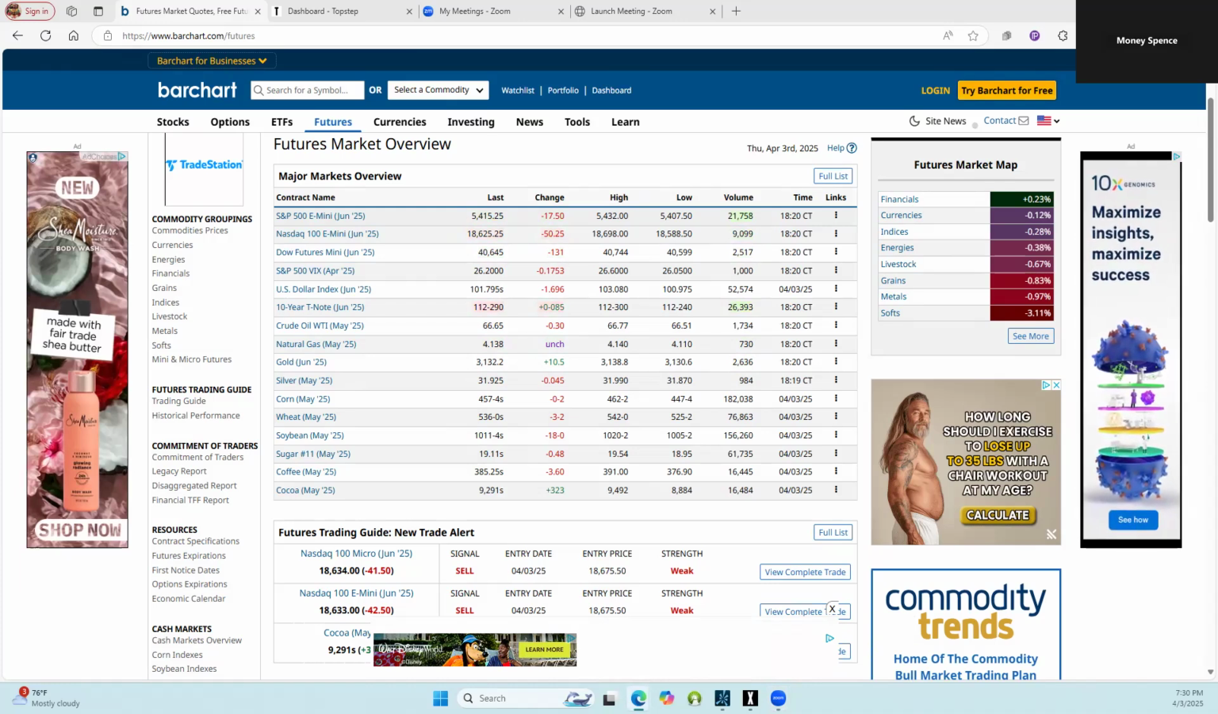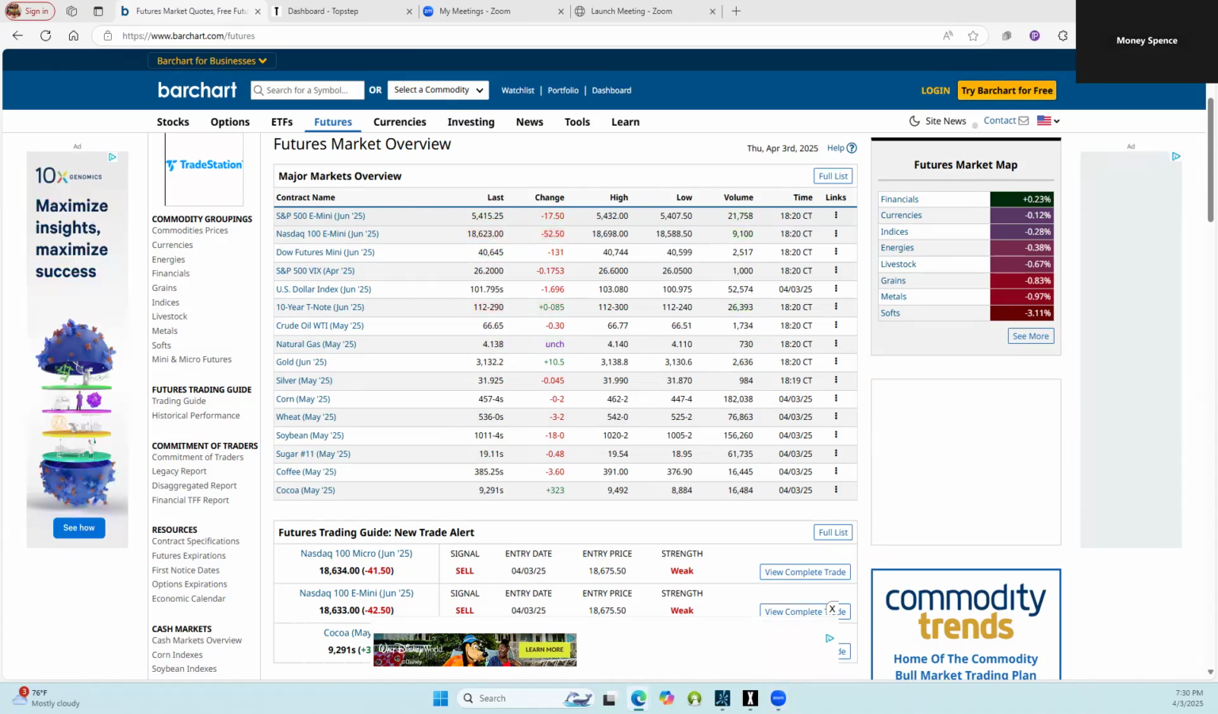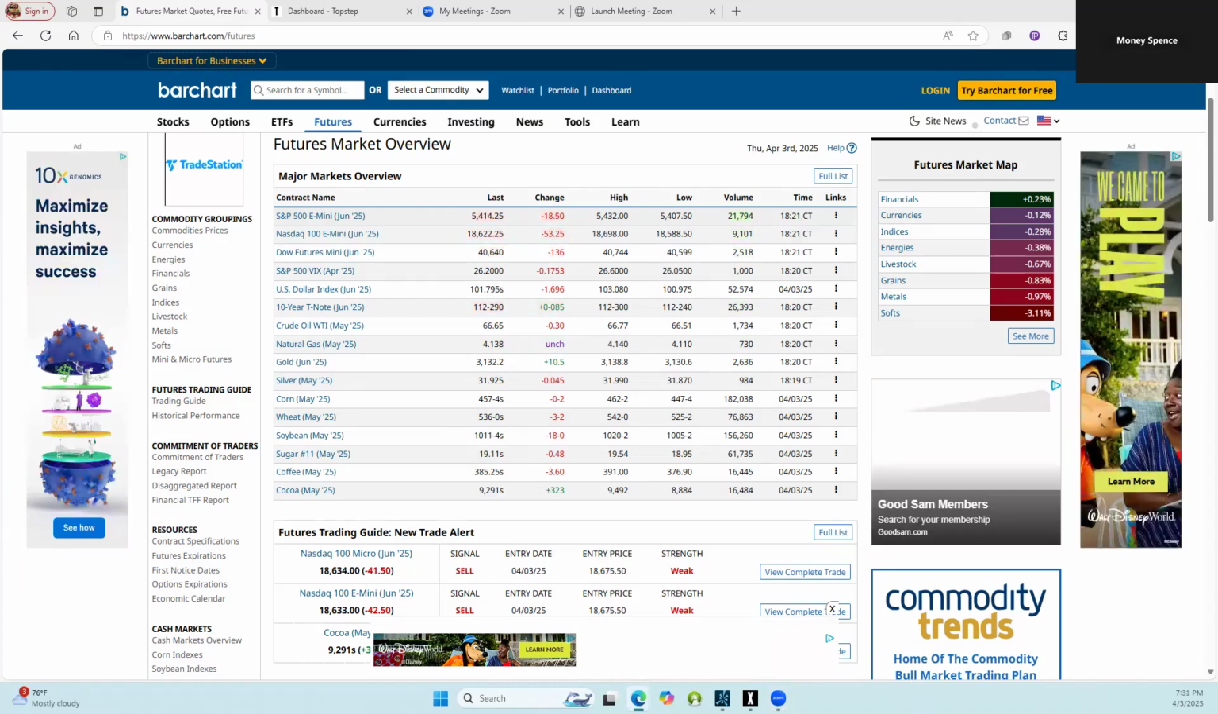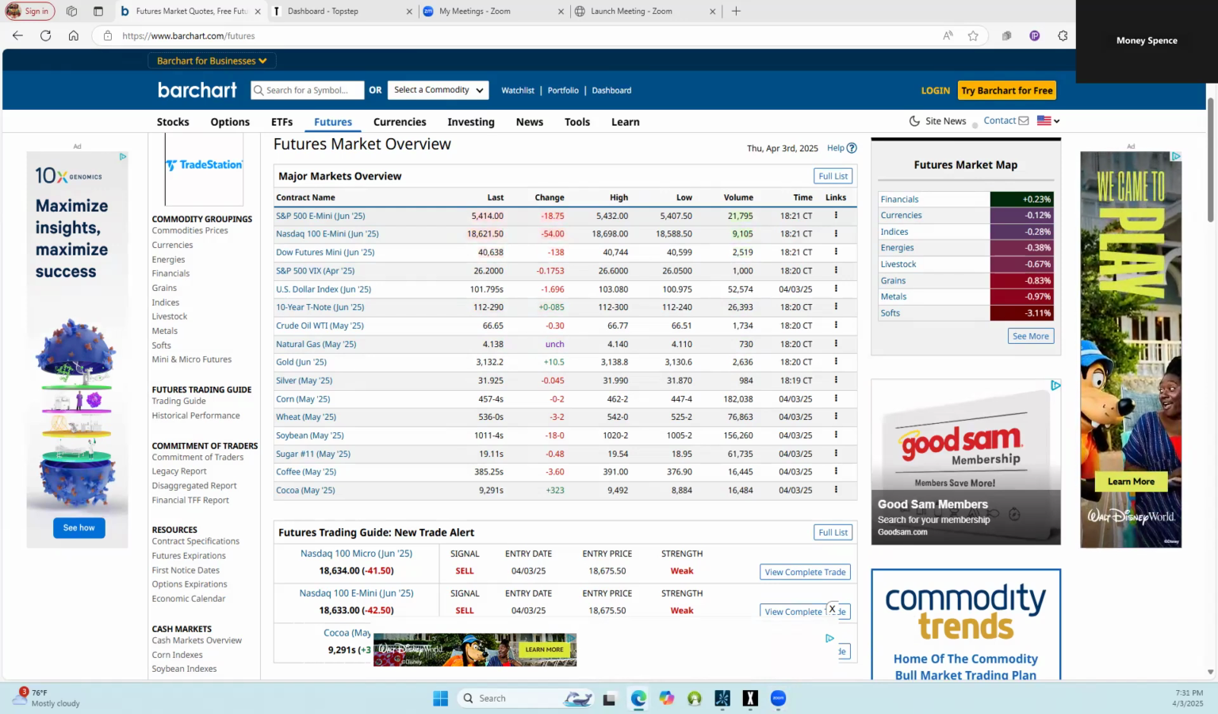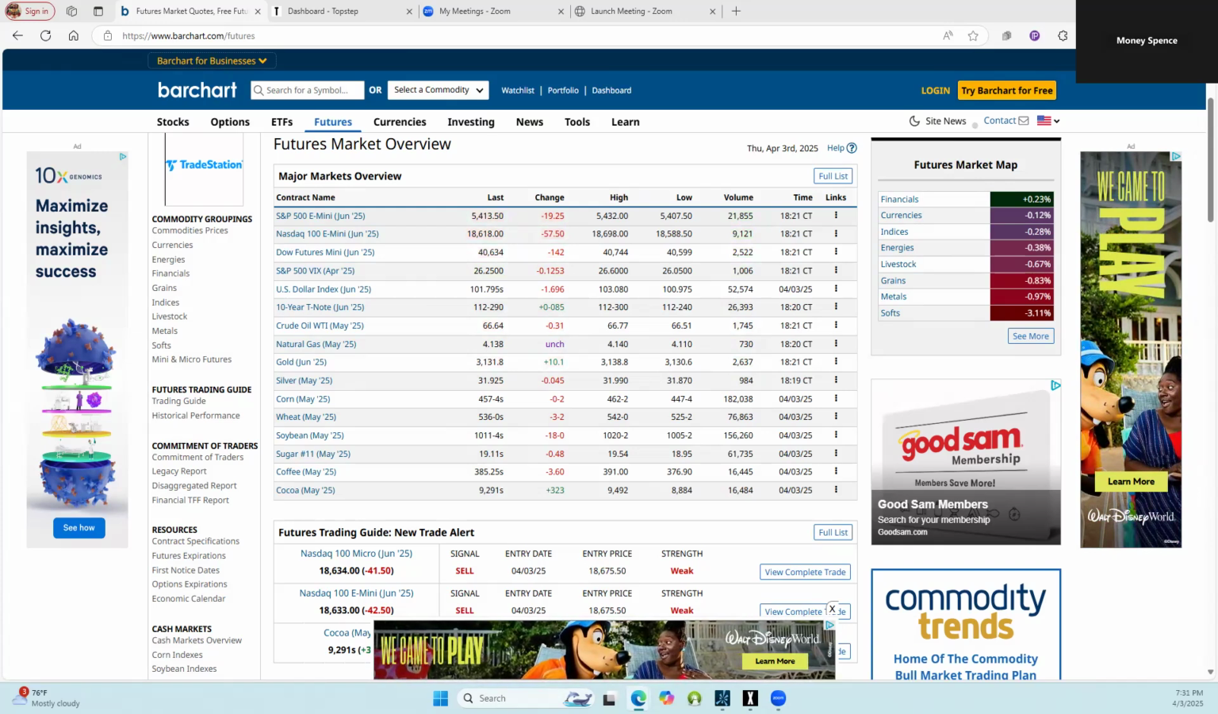Part 1, Understanding Futures. What are futures? Future contracts are agreements to buy or sell an asset at a predetermined price on a future date. Unlike stocks, futures are leveraged instruments, meaning you can control a large position with a small amount of capital.